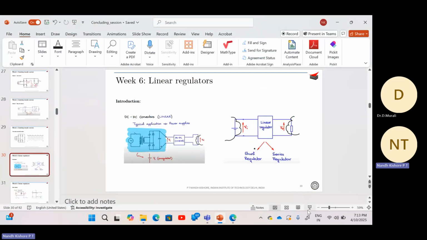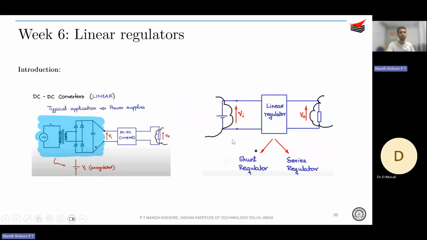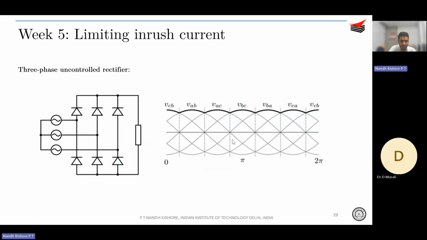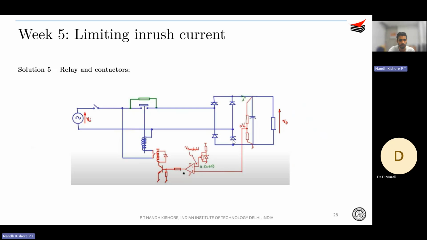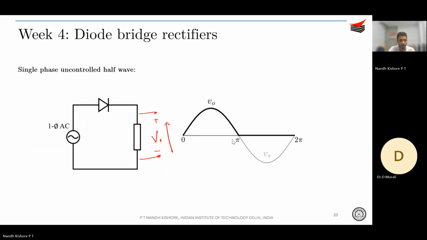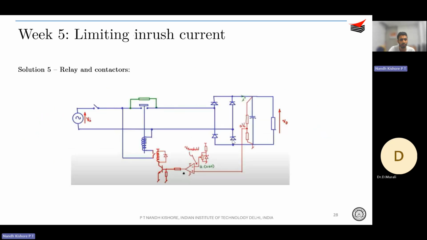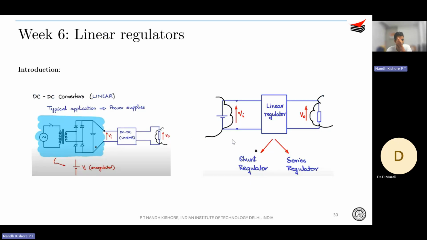Okay, so I'll just continue from over here, right? Till now you have seen the devices and the AC/DC converters. We saw about limiting the inrush current. From now on, we will see about linear regulators, right?